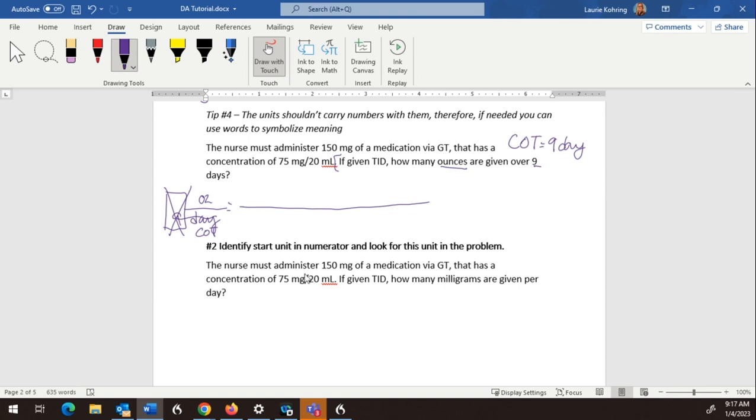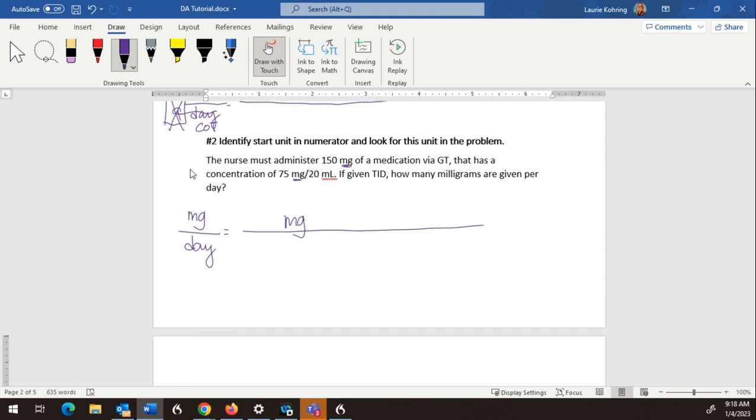All right, so next, let's look at this problem here. So we want to identify our start unit in the numerator, and then you go and look for it in the problem. So in this case, we have milligrams given per day. And my start unit is milligrams, so I'm going to put it over here. And then I just look for it in the question. So I see it right here and right here. Which one do I use? So that's our next blunder and tip.